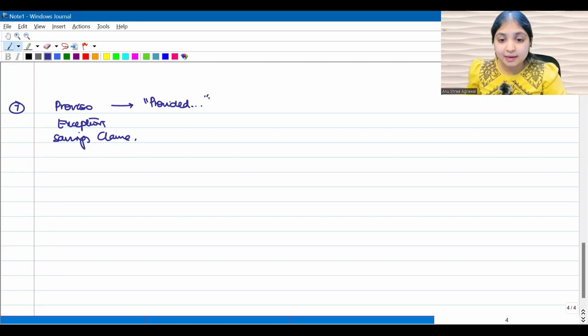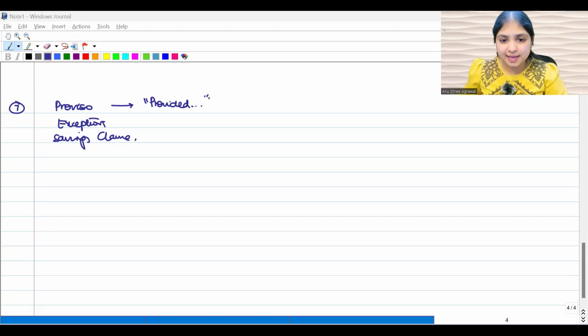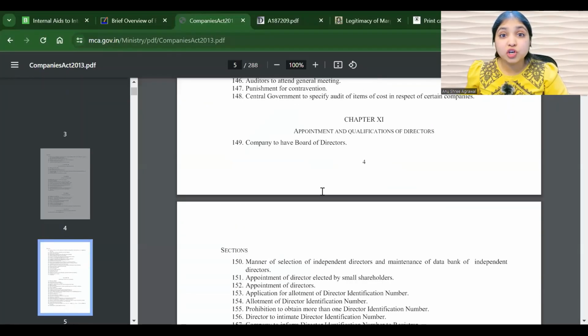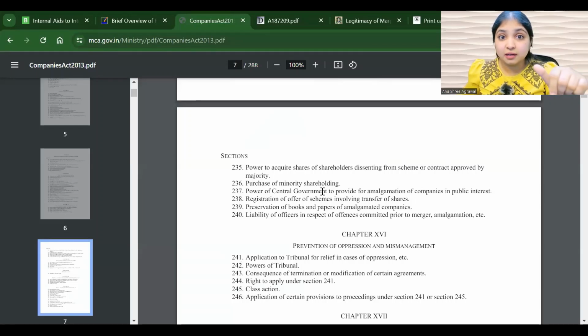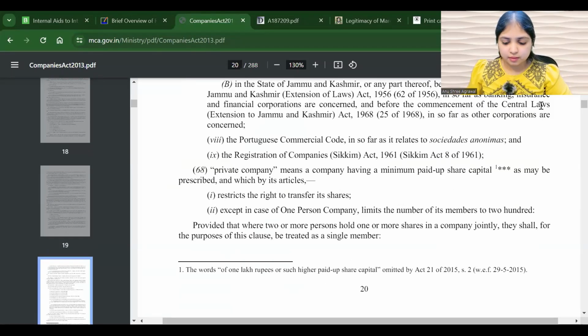See, I'll help you understand. I'll show you an example from the Companies Act. If you look at the definition of private companies, you'll understand the proviso concept. Look at this. Section 2, Clause 68 of your Companies Act defines a private company. It says private company means a company having minimum paid-up share capital as may be prescribed, and so on. Now look at this particular point. It's a part of the definition, and it starts with the word provided. So what I'm highlighting for you over here is a proviso. The identification of a proviso is that it starts with the word provided.